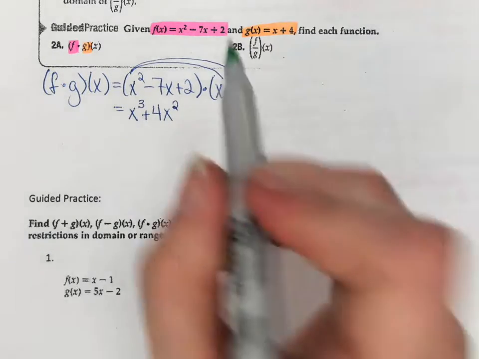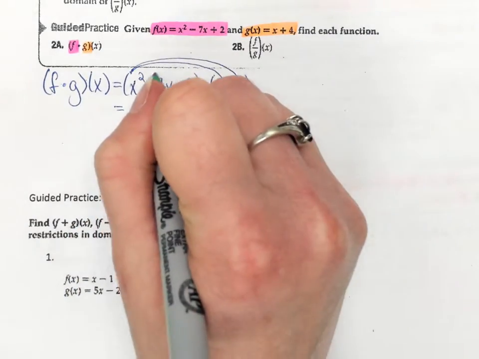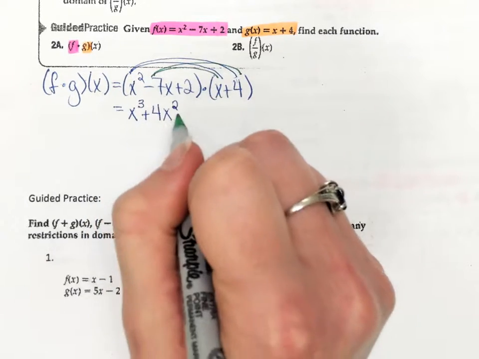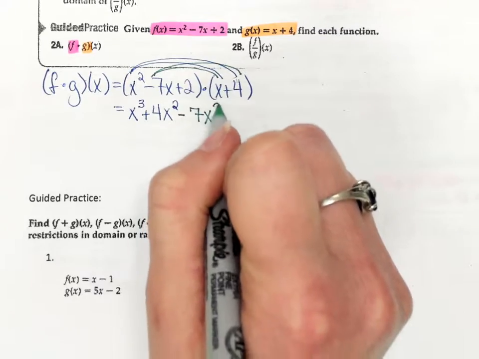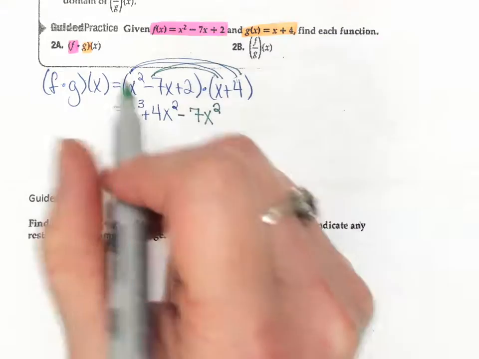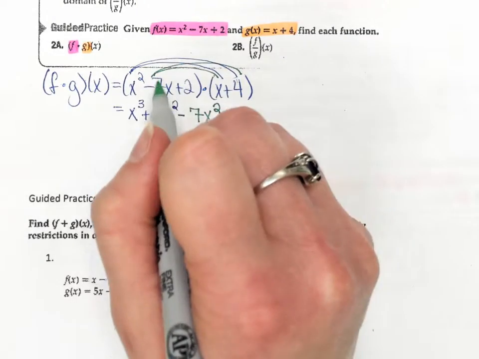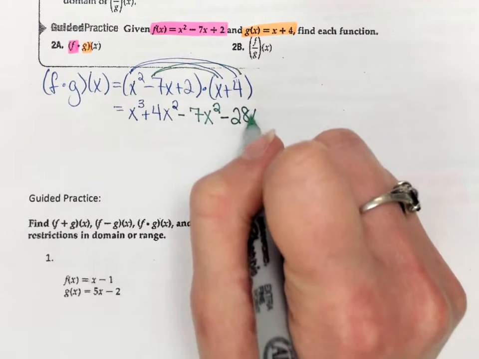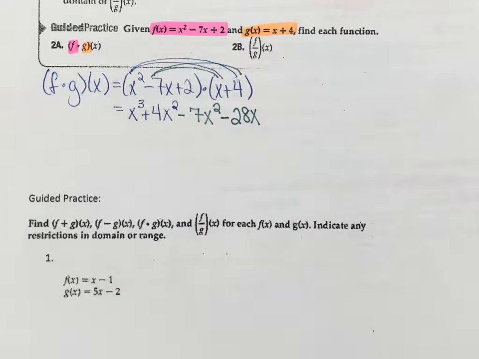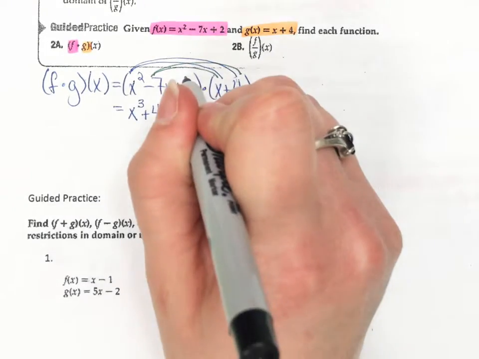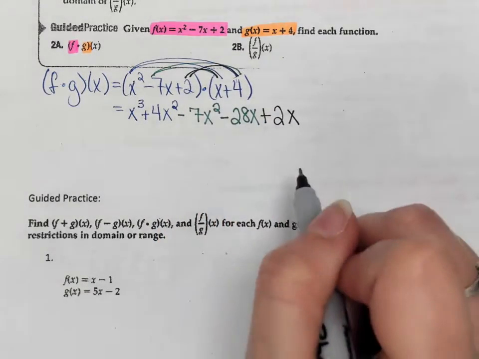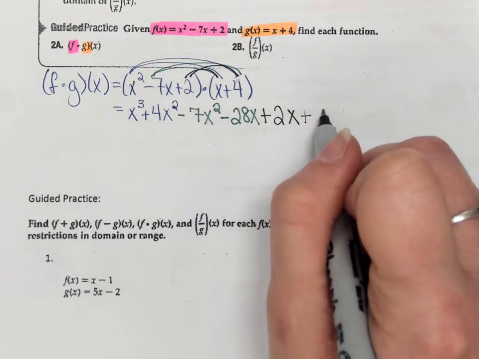All right, then we're going to distribute the negative 7x. So what's negative 7x times x? That's negative 7x squared. I don't really think you can see a difference in those colors, but I was trying to make a difference in colors. All right, then negative 7x times 4 is negative 28x. All right, then finally you're going to distribute the 2. So 2 times x is 2x, and 2 times 4 is 8.